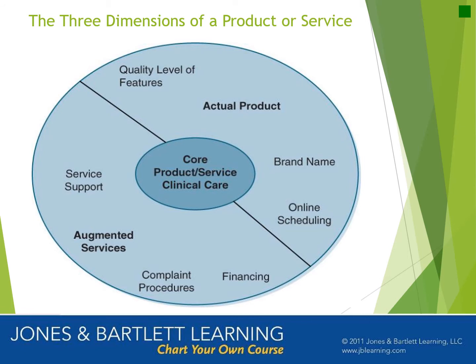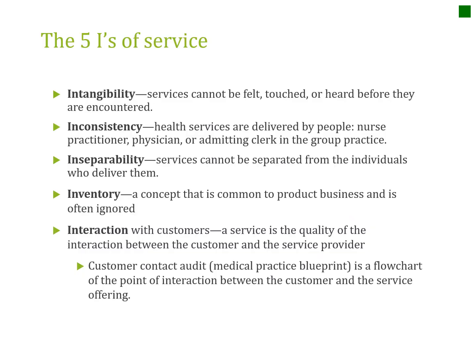Looking at products and services, we can look at it in three different ways. And so one way is starting with the core service, but the actual product in the mind of the customer has to do with levels of features, of quality, brand name, scheduling. But in addition, we look at augmented services. So maybe how someone finances it, what's the support behind it, and are there ways that the customer can complain?